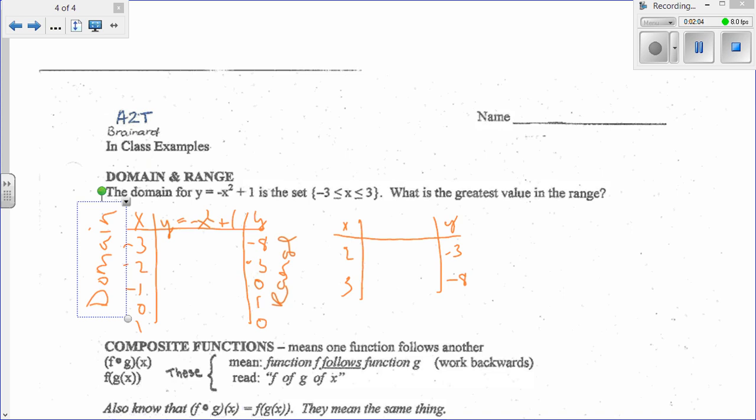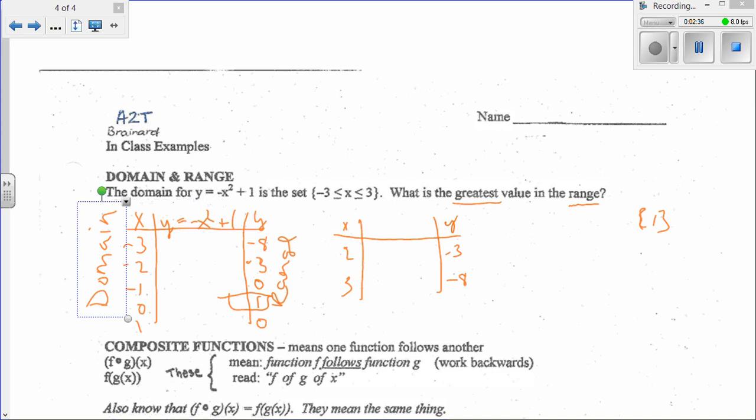I'm looking for the greatest value in the range. So that means what is the largest y value I get when I restrict my domain to -3 to 3? If I'm looking at my y values, I have -8, -3, 0, 1, 0, -3, -8. 1 is my largest range value, so therefore the answer is actually just 1.